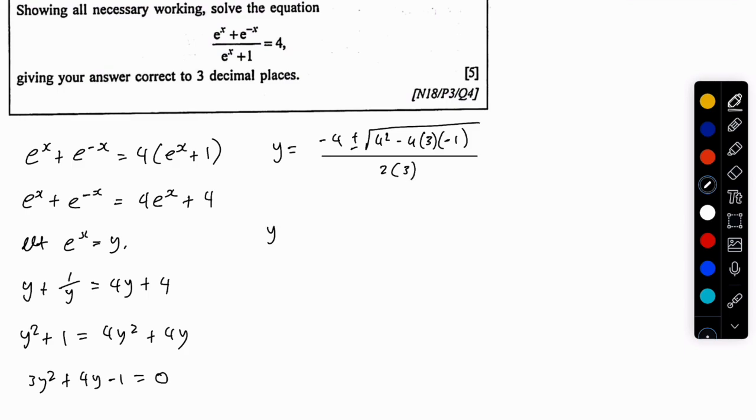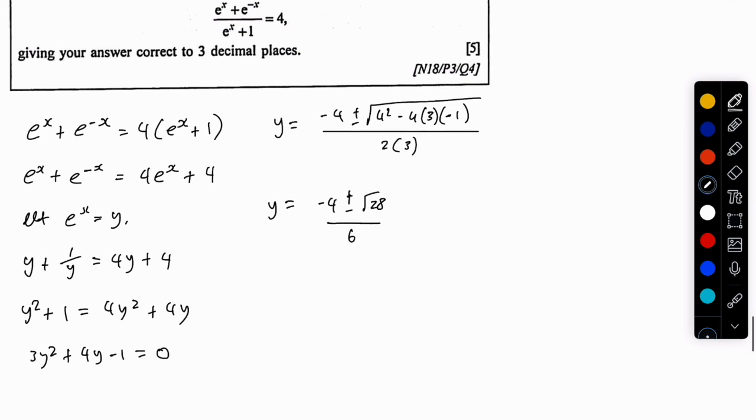Okay, which means that y therefore is going to equal negative 4 plus or minus root 28, over 6, which means that y is going to equal negative 4 plus root 28 over 6, or of course y is equal to minus 4 minus root 28 over 6.